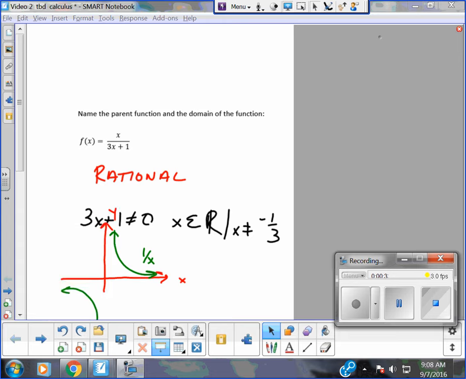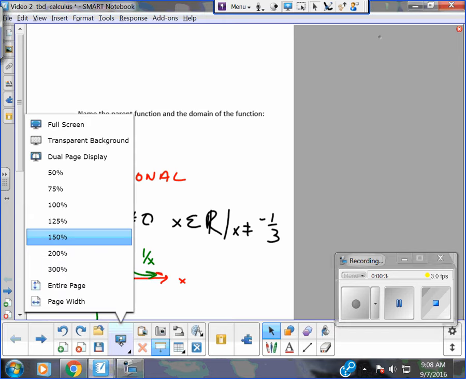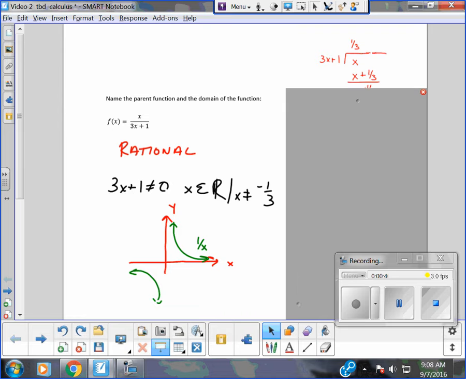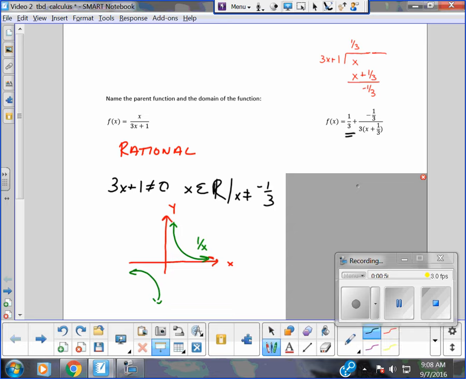It is part of a parent function, though, and again, I want to be clear about this, of 1 over x. And actually, if you take 3x plus 1 and divide it into x, you can do polynomial division and rewrite this function. And if you rewrite it here, you can see that it's shifted up 1/3, and you can see here that x can't be negative 1/3.